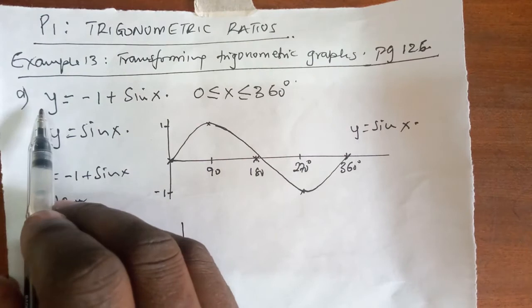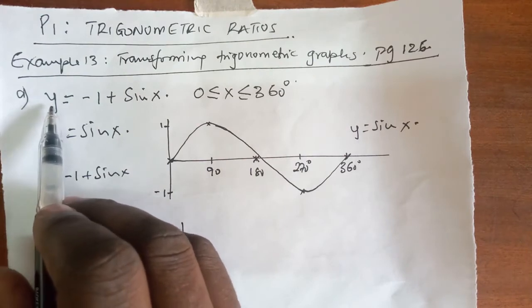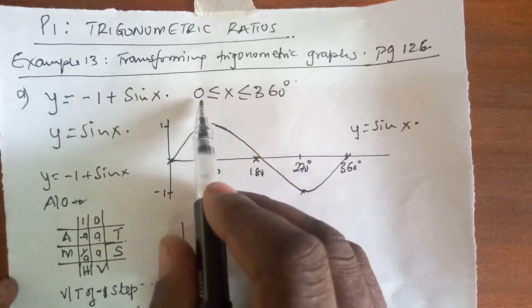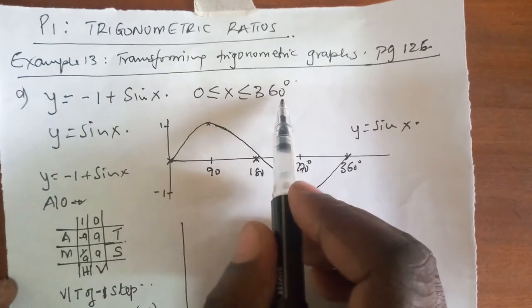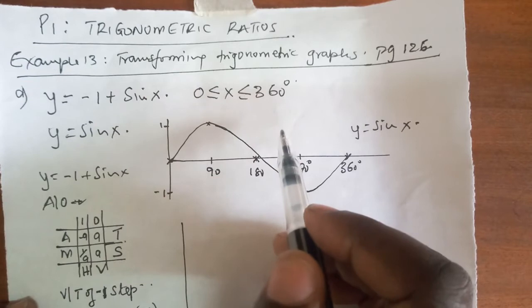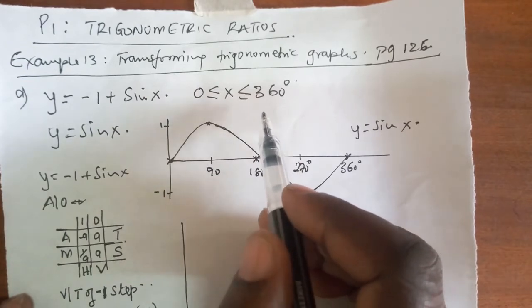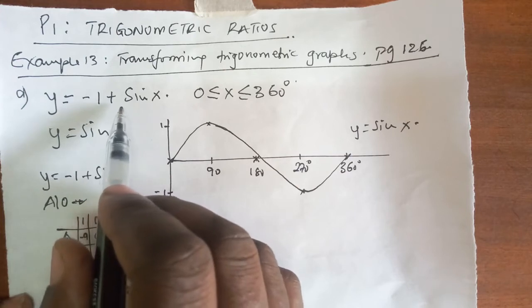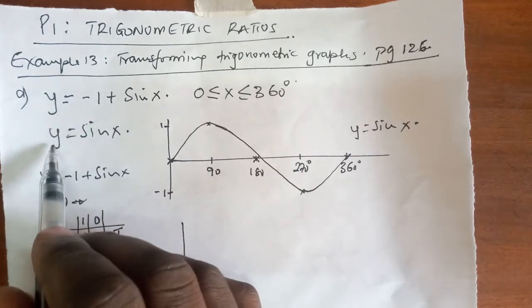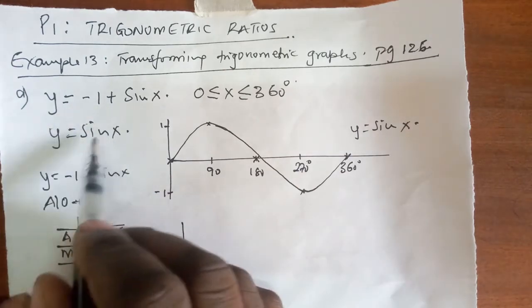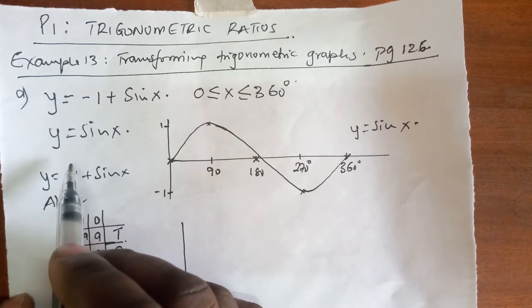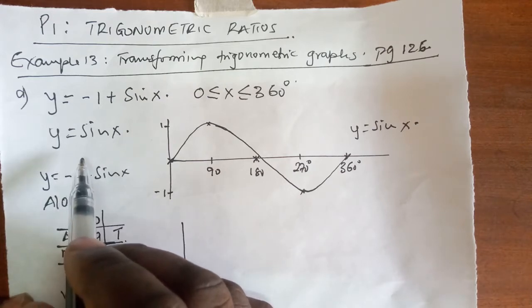In part A, we are supposed to sketch y equals -1 plus sine x, in the range from 0 all the way to 360 degrees. If you look at this kind of function, it must have been generated from the function y equals sine x. This function has been transformed to this. So let us first understand what curve we originally had.